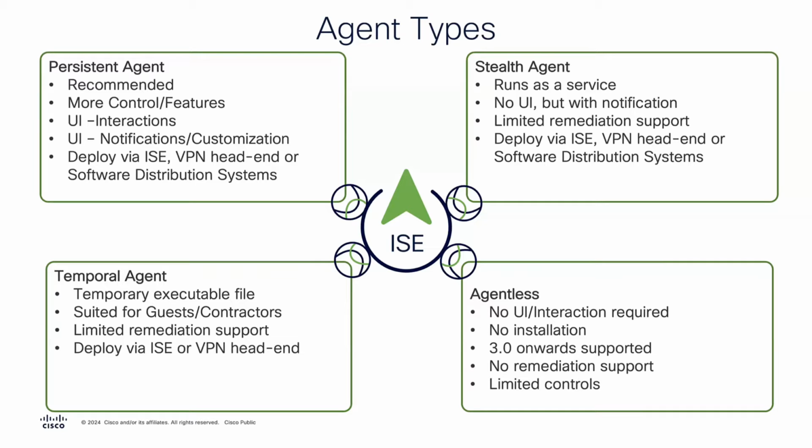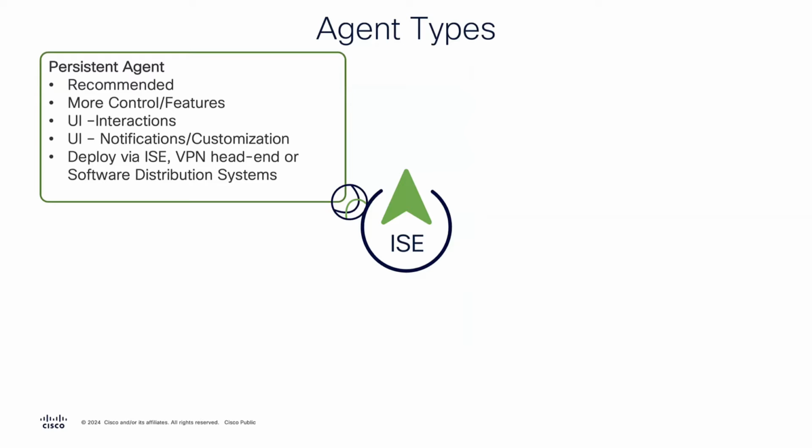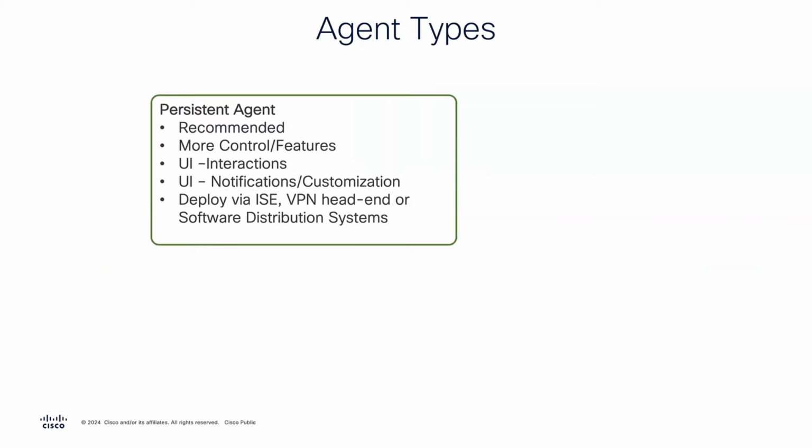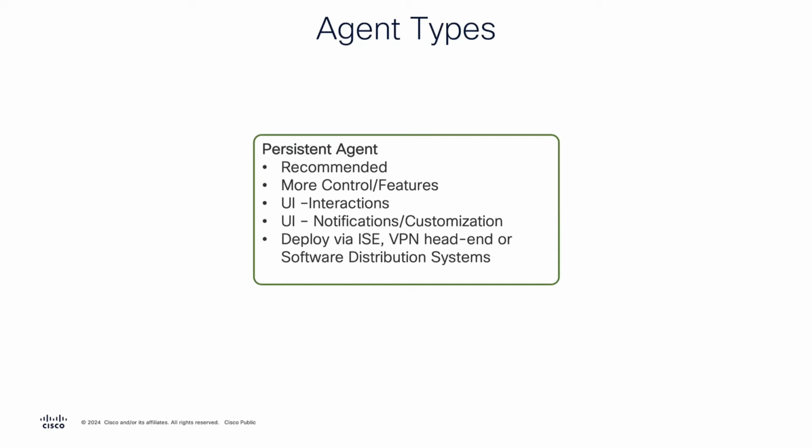How do we configure them? How do we deploy them? And how do we monitor and report them? We're going to be repeating the same thing for each and every agent type in our next session, part 2 session. But well, in this session, let's concentrate on the persistent agent, which is the recommended one because of more controls that it offers.